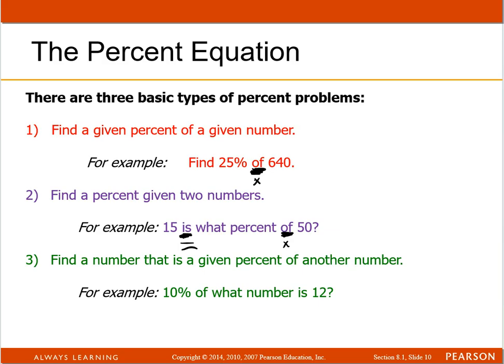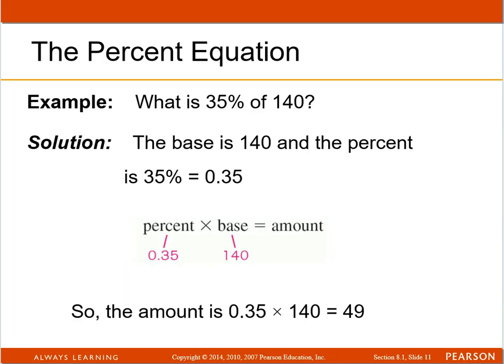And then the third one says find a number that is a given percent of another number. It says 10% of what number is 12. This "of" would be your multiplication sign, and this "is" would be your equal sign. Those are your three basic types. And so I am going to do one example of each.